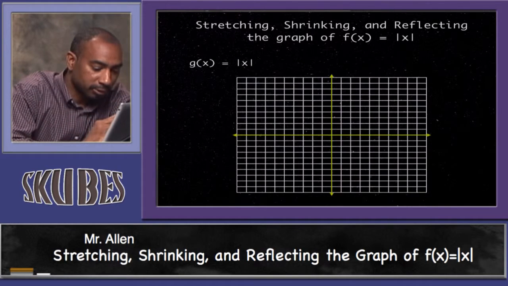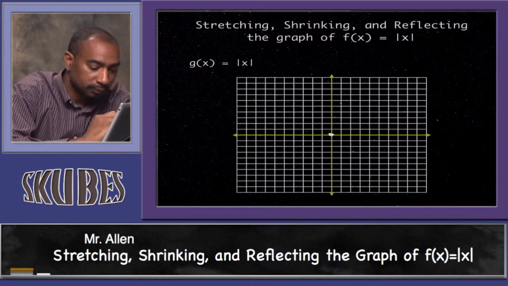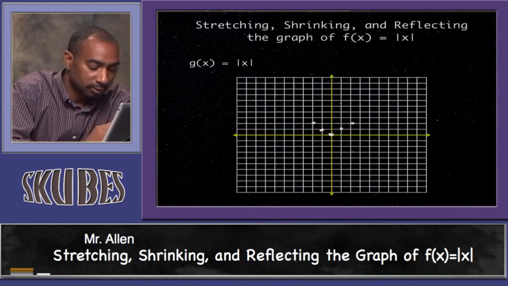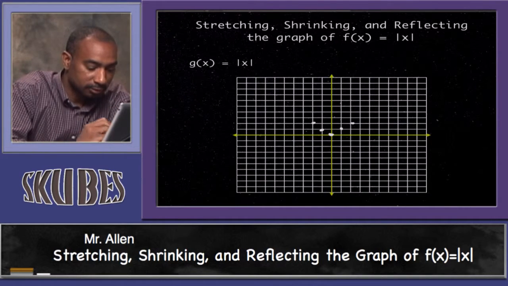So 0, 0 goes here. And 1, 1 is here. Absolute value 2 is 2. And on the negative side, absolute value of -1 is +1. Absolute value of -2 is 2. So you're going to get a graph like this.